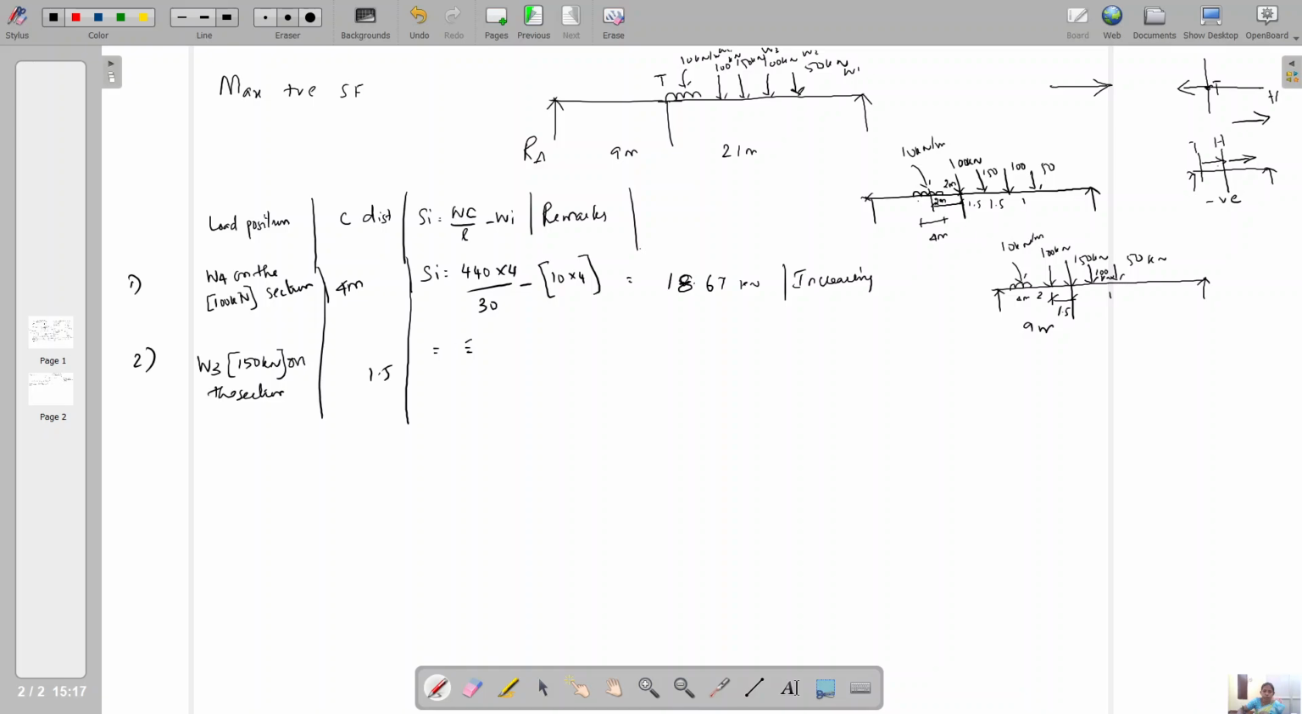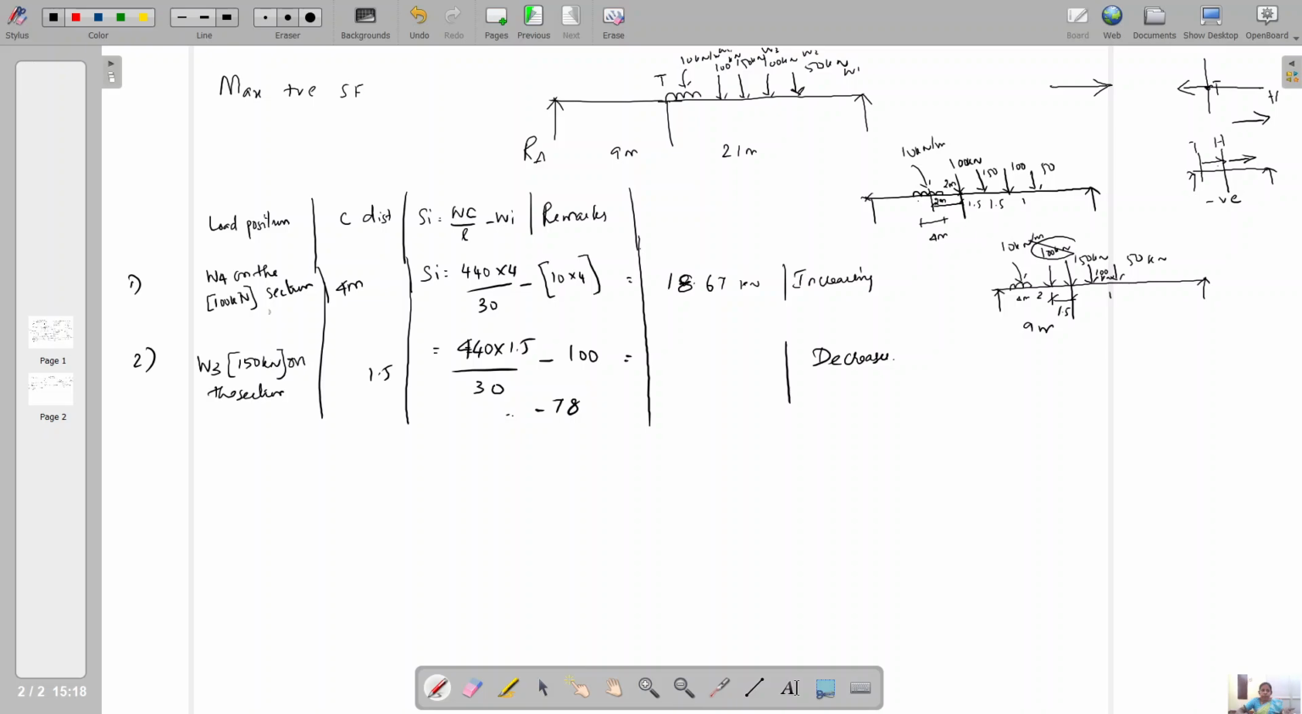So SI ratio is 440 into 1.5 by 30 minus, which load is moved? 100 kilonewton load is moved. So minus 100. Then this value is minus 78. Please check, I have already calculated minus 78. So it decreases. In remarks, you write that it decreases. So the movement is wrong.